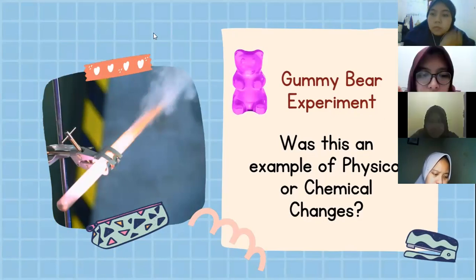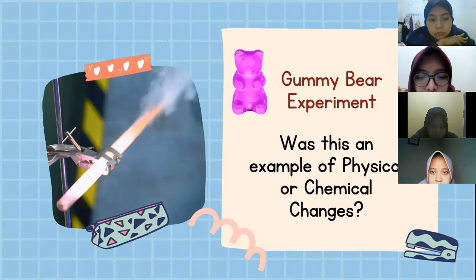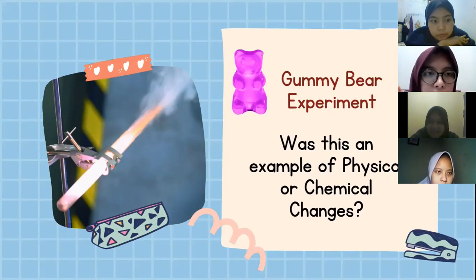I want to answer. Okay, Vina, yes, please. So when we drop the gummy candy into the oxidizer, the gummy candy bursts into flames, producing carbon by changing color to black, in which there is a formation of a new substance. Therefore, this is a chemical change. Okay, dynamite, Vina. That was a great answer.